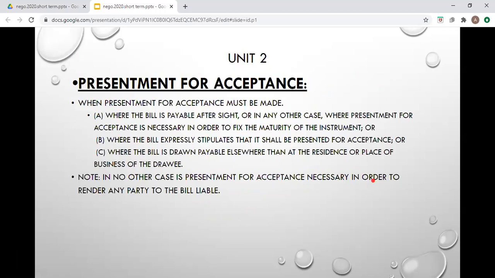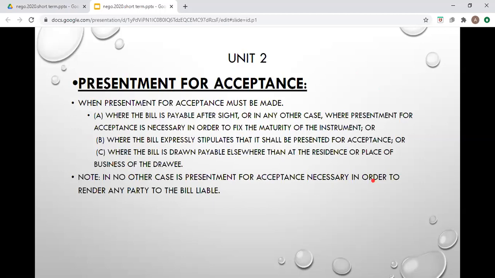So let's consider also Unit 2, Module 4, Presentment for Acceptance. You have to remember that not all bills are required to be presented for acceptance. This presentment for acceptance as incidental life of negotiable instrument is applicable only to a bill of exchange. Pero not all bills are required to be presented for acceptance. If you notice, tatlo lang yung mga cases kung saan yung bill of exchange is required to be presented for acceptance to the drawee. First, if the bill is payable after sight or in any other cases where acceptance is necessary to fix the maturity date of the instrument.